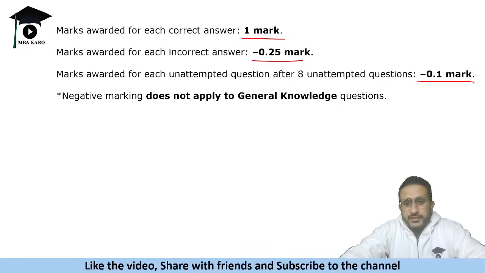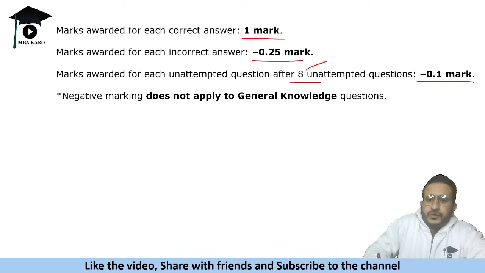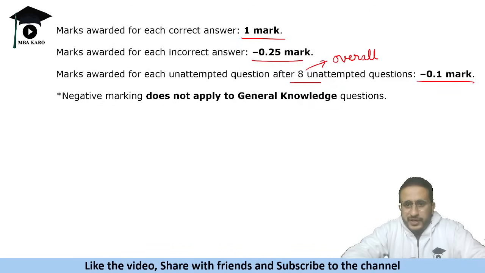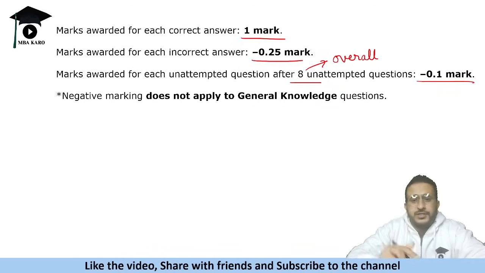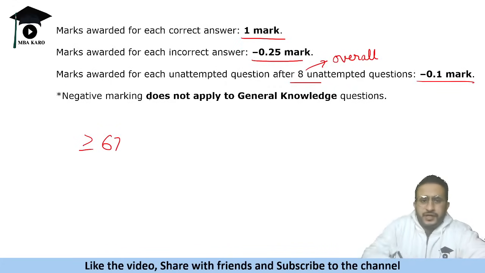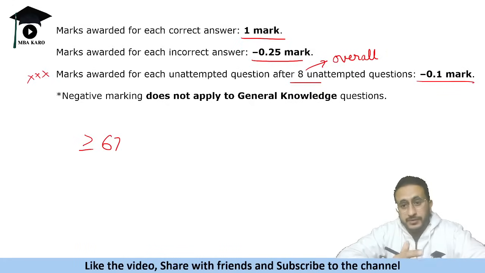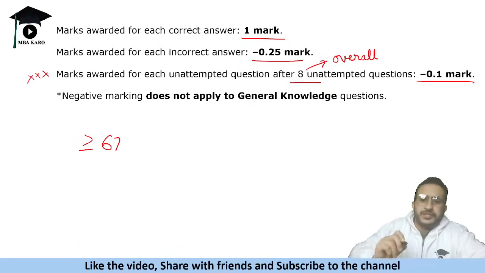Now, what does this mean? Students get confused whether it is section wise or overall. It is overall 8 questions. It is not that you leave 8 questions in quant or 8 questions in another section and then you get negative in that section. No, if you have left 8 questions in the paper, that means you will start accumulating negative marks for unattempted questions. So if you attempt 67 or more questions, then this is not applicable. But if you attempt less than 67, then you will be losing marks for unattempted questions. And as I told you, this does not apply to the general knowledge questions.